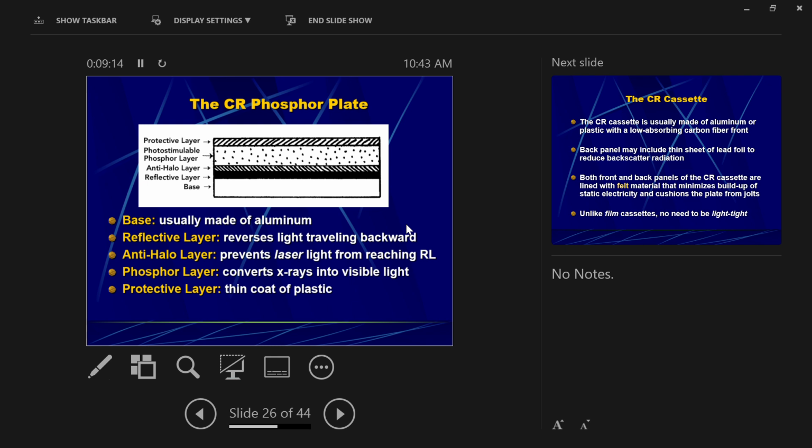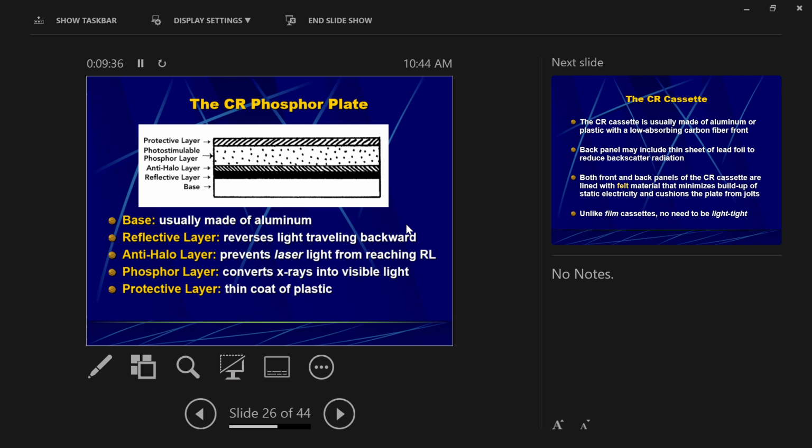The CR cassette that I showed you and the film cassette that I showed you are very, very similar in their design, in their function. They're designed to hold the plate, right? Whether it's a piece of film or the actual imaging plate. These imaging plates, called CR phosphor plates, are made in layers. Okay, so let me start with the base layer.